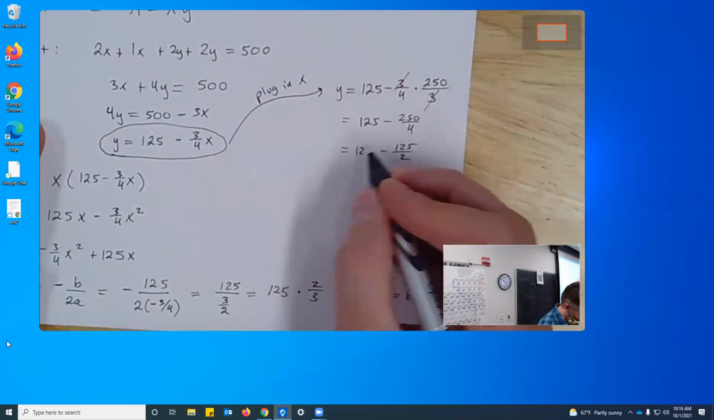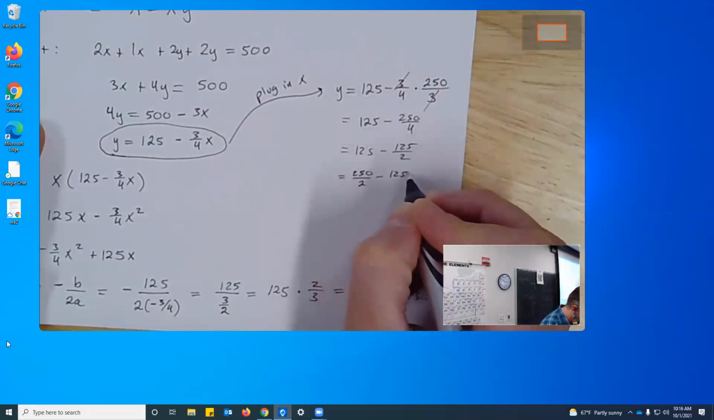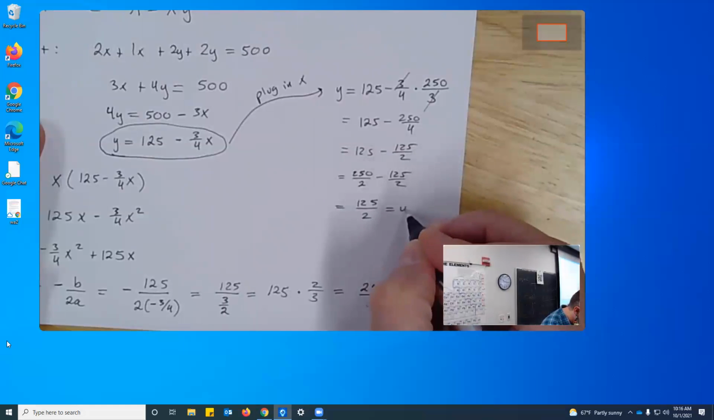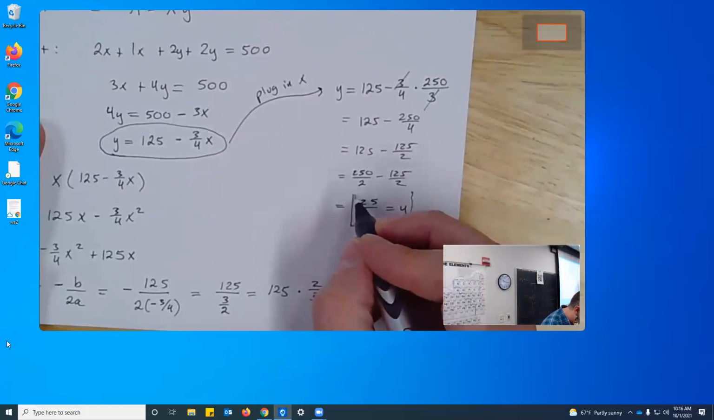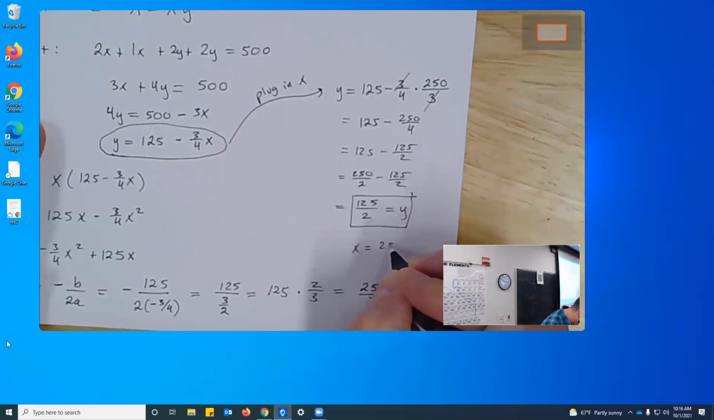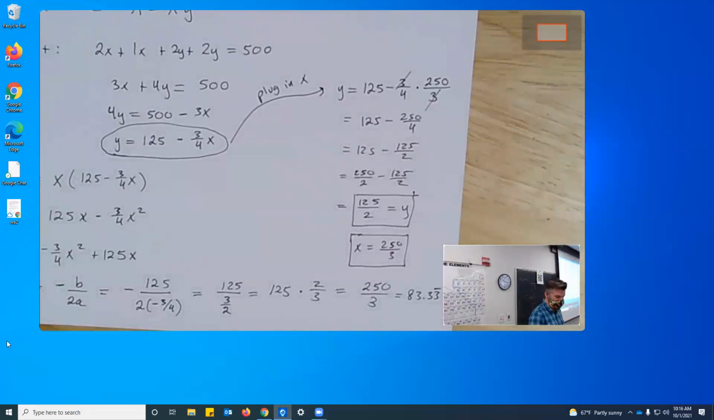And I should have made this 250 over 2. This is 250 over 2 minus 125 over 2, which is 125 over 2. That's our y value, and this is our x value. Or using decimals, y would be 62.5 and x would be 83.33333 forever. And those are the values that maximize the area of this enclosure while only spending $500.